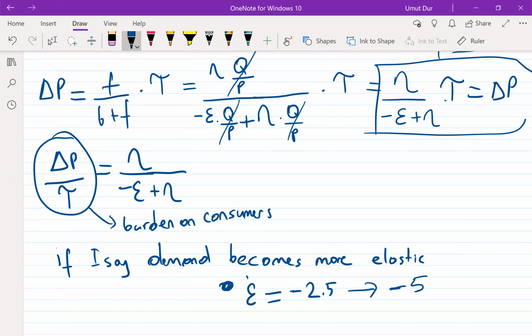So if epsilon decreases, what happens to minus epsilon?